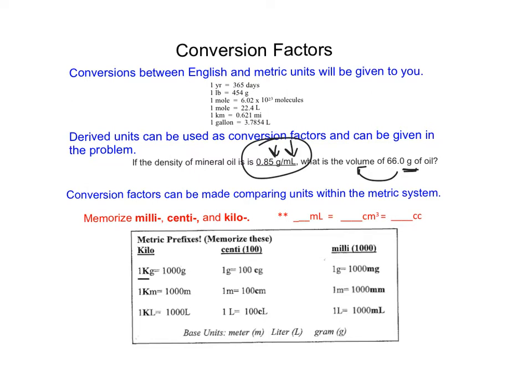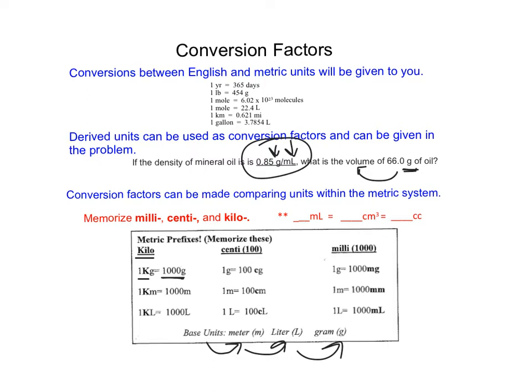1 kilo of anything is 1,000 of that thing. So 1 kilogram is 1,000 grams. 1 kilometer is 1,000 meters. 1 kiloliter is 1,000 liters. We're essentially just adding kilo to those base units: meter, liter, and gram.